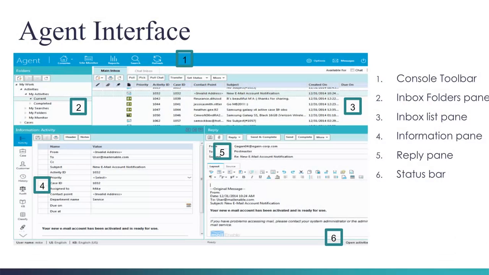After logging in, you will notice that your screen is divided into 6 basic areas. At the very top of the screen, you will find the console toolbar. The top left is the Inbox Folders pane. The top right is the Inbox List pane. The bottom left is the Information pane, and the Reply pane is to the right. The status bar is at the very bottom of the screen.